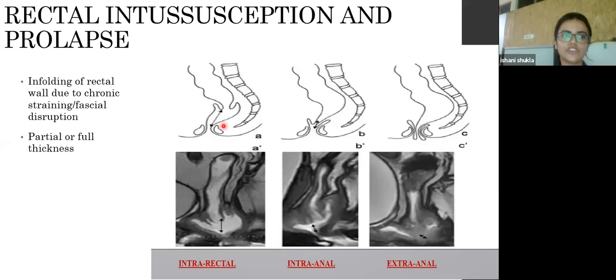Rectal intussusception and prolapse is the infolding of the rectal wall due to chronic fascial disruption. It may be partial thickness or full thickness. The rectal intussusception can again be intrarectal, it can be intraanal, or it can be extraanal.